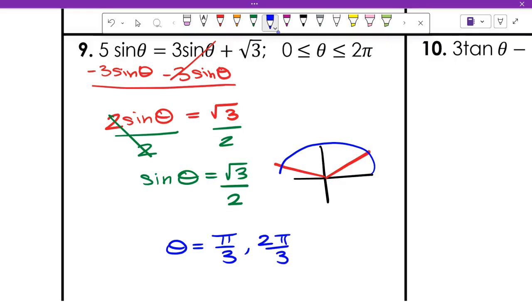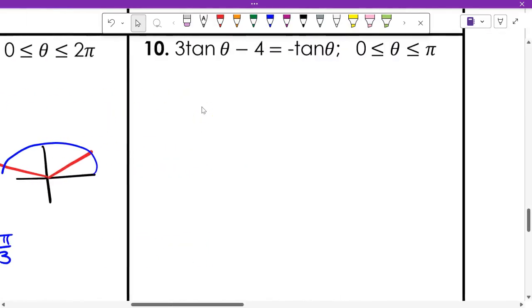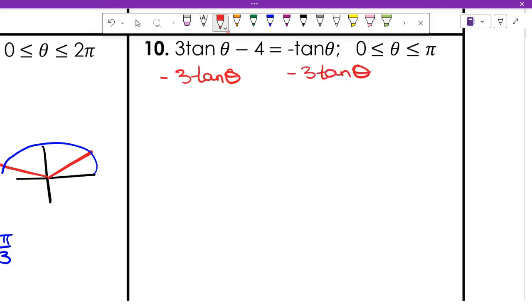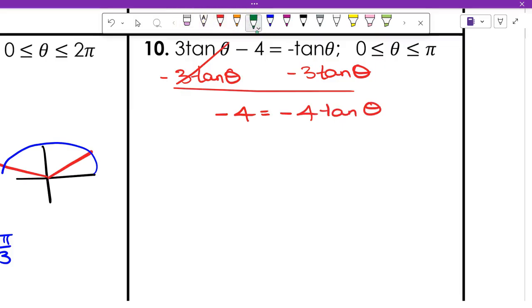Okay. All right, let's try this one. Again, I've got to get trig functions all to one side. Told you, these are going to be pretty easy equations. We're going to get to a point where you're going to end up having to stop and think, probably. But honestly, it's my favorite part of math. Negative tangent theta minus 3 tangent theta is negative 4 tangent theta. Okay, and then to get tangent by itself, we would divide by negative 4.